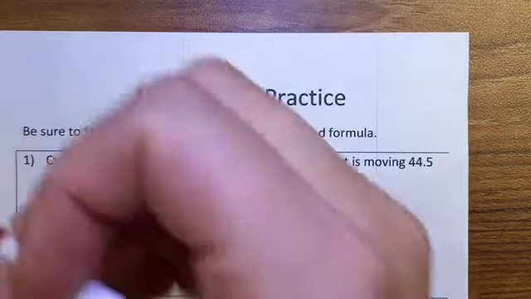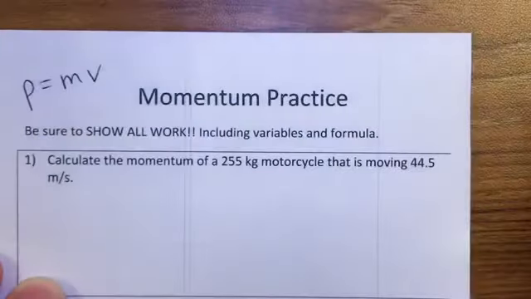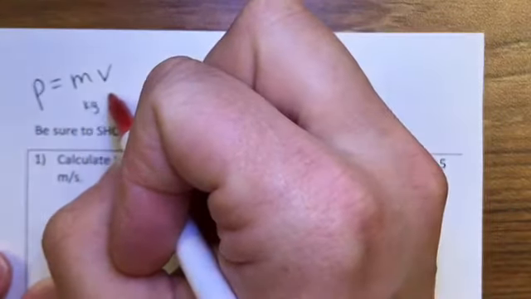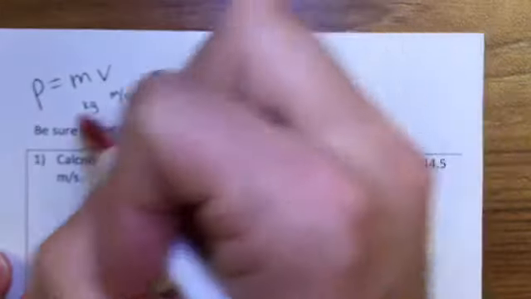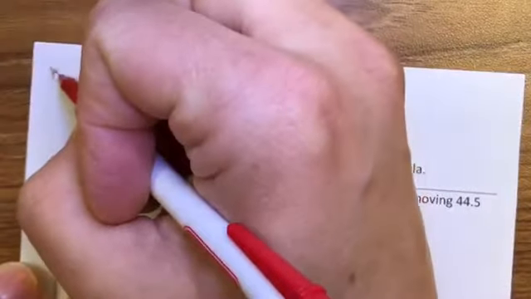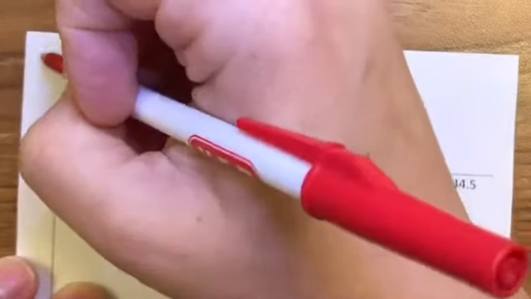Okay, so momentum practice. The formula for momentum is momentum equals mass times velocity. Remember, mass is measured in kilograms, velocity is measured in meters per second. So my units of measure for momentum are just kilograms times meters per second. Okay? So there's the units of measure before we get started. Formula.